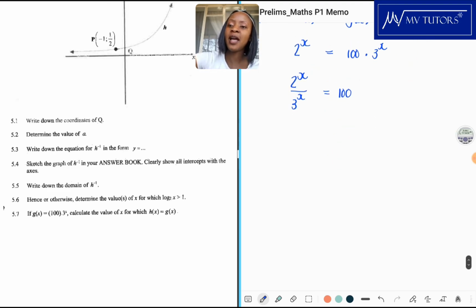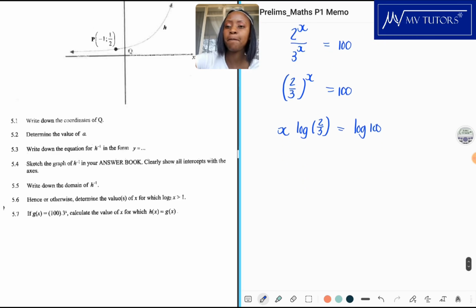Okay, but yes, so I have 2 over 3 to the power x, and I have 100. And only now I think I can use logs, not previously. So I would say x log 2 over 3, let me not confuse myself, and log 100. So basically x is equal to log base 2 over 3 of 100. Yeah, I confused myself here. So basically x would be the answer, this would be the base, and the 100 would be there.